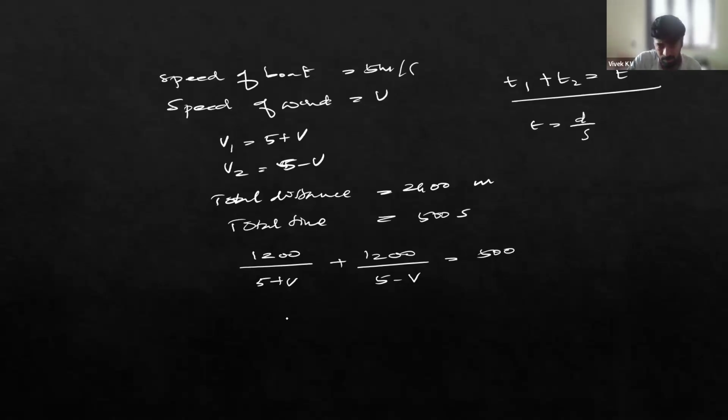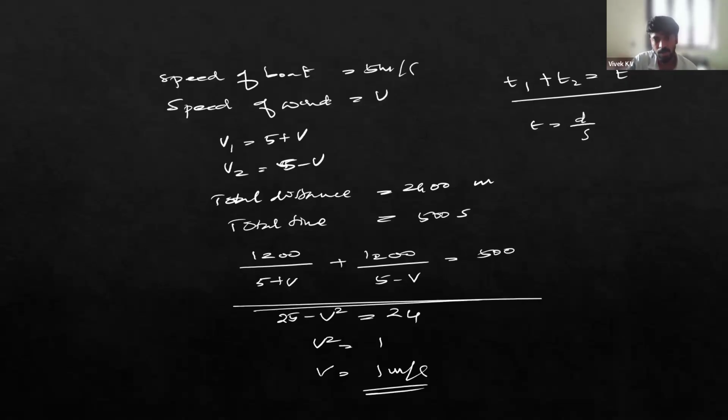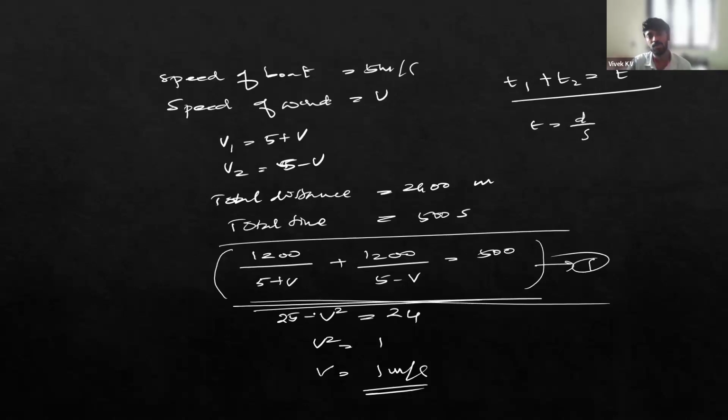We can actually take the LCM. On solving this with the LCM, we get 25 minus v square equal to 24, or v square equal to 1. So v will be equal to 1 meter per second. Let us take this as equation number 1. On solving this, we find the value for v. So this is the solution.